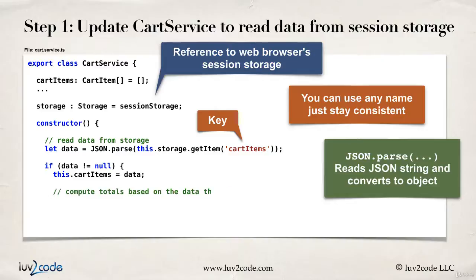Then I check if data is not equal to null, and then I make an assignment, this.cartItems equals data. And then I compute the totals based on the data that's read from storage, so I call this.computeCartTotals.